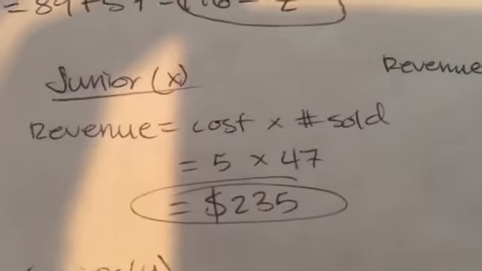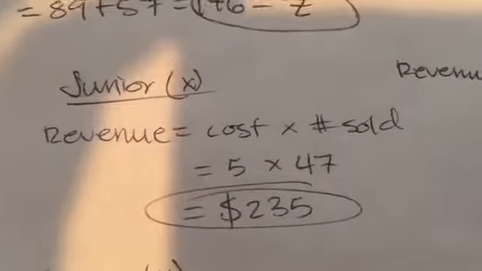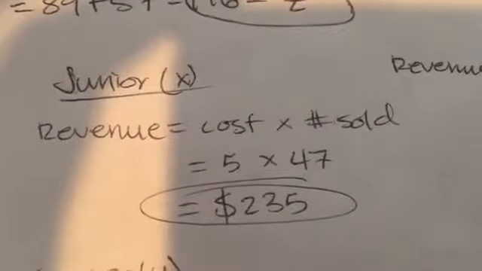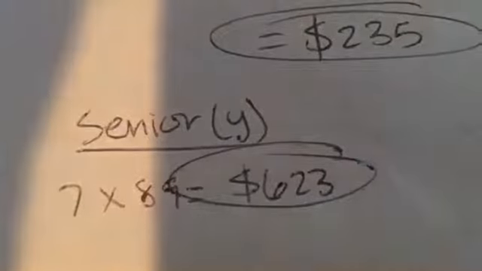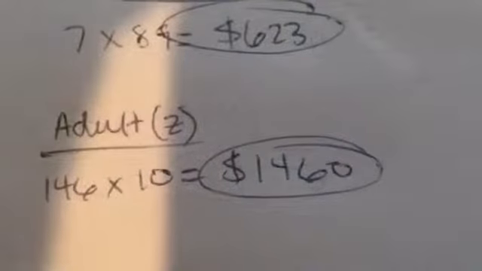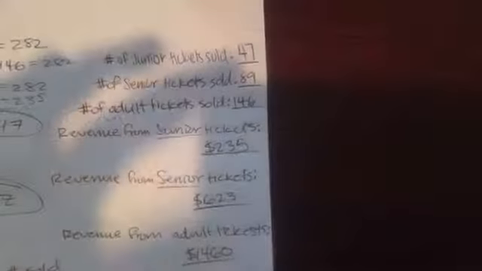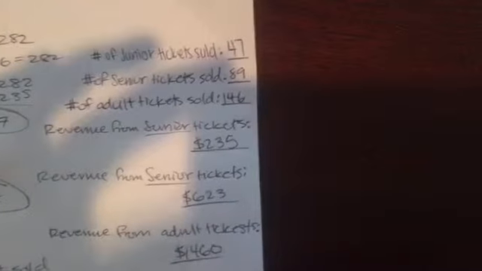The total revenue made from junior tickets is $235. The total revenue made from senior tickets is $623. And the total revenue made from adult tickets is $1,460. Here are the totals.